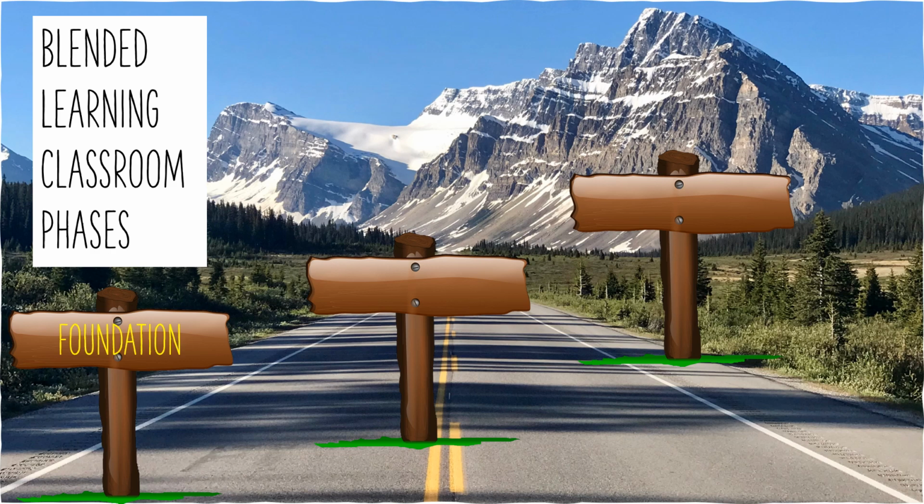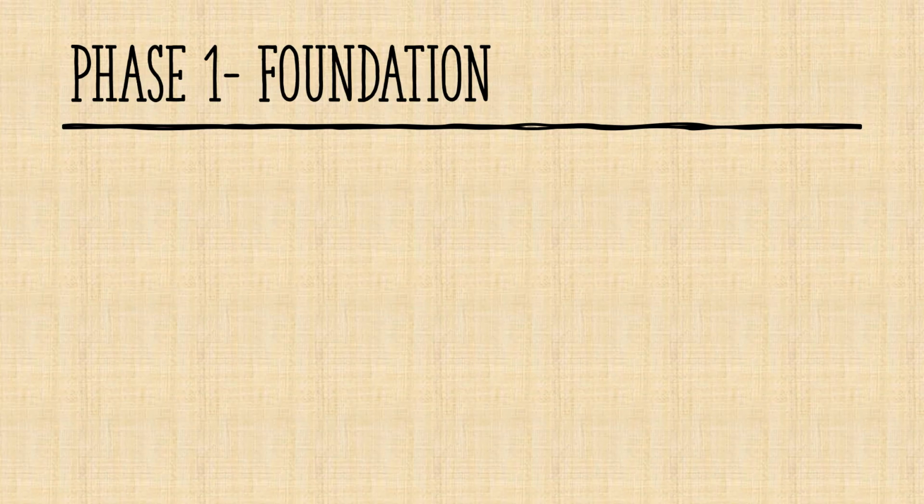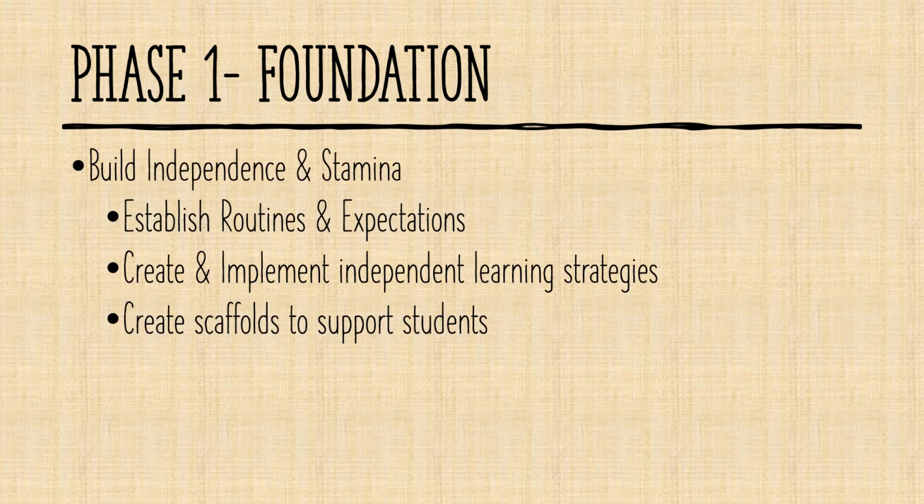First is foundation, then we move to transition, then we move to expansion. Phase 1, foundation, is setting your blended learning journey on the right path. Take the time to move through this carefully. This may take a month or more with the goal in mind that students should be able to work and produce and problem solve both independently and when working with you.